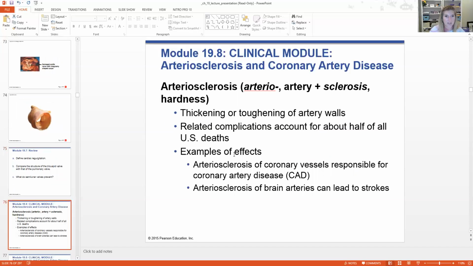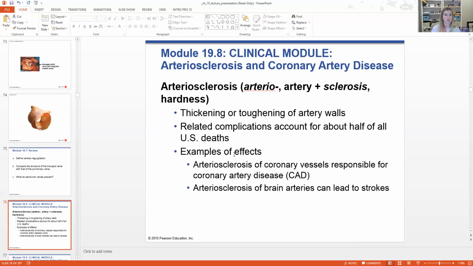This is all about arteriosclerosis. Arterio, meaning artery, sclerosis is the hardening of. So this is the thickening or toughening of artery walls. Typically, it's linked to complications of about half of all U.S. deaths. Crazy, half of U.S. deaths. It's not motorcycle accidents or automobile accidents or overdoses. It is the hardening of your arteries, which for the most part is an environmental thing. It's something you can control.